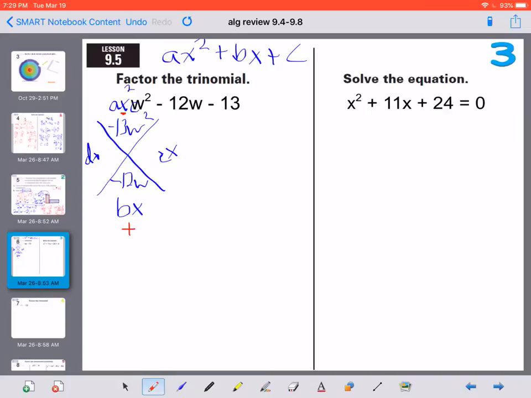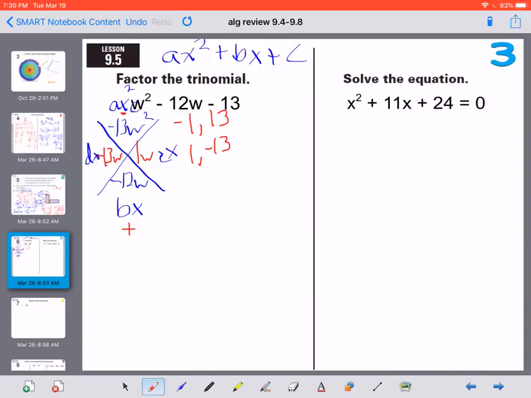So the only things that I know that can multiply to get 13 would be a 1 and a 13, but this is negative, so one of these has to be negative. So it could be negative 1 and 13 or 1 and negative 13. Which one of those adds up to negative 12? Well, negative 13w and 1w add up to negative 12.